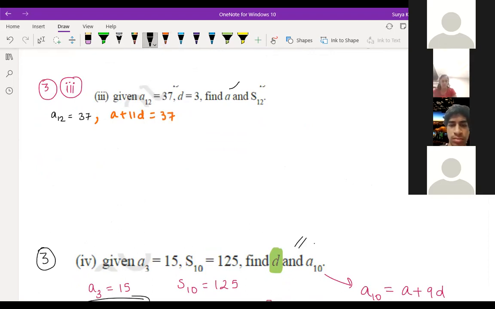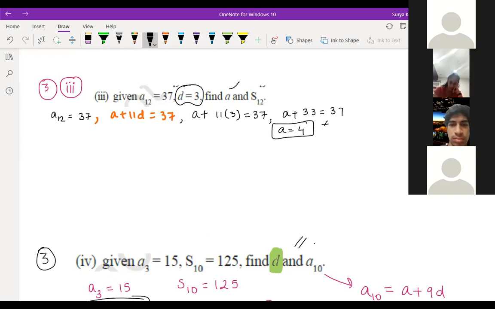Yes, sir. Now, we know the D value from here, right? So put the value of D in this equation. So what do you get here? A plus 11 times 3 equals 37. Very good. After this? Then you send the 33 to the other side. So 37 minus 33. That is 4, correct? Yes, sir.